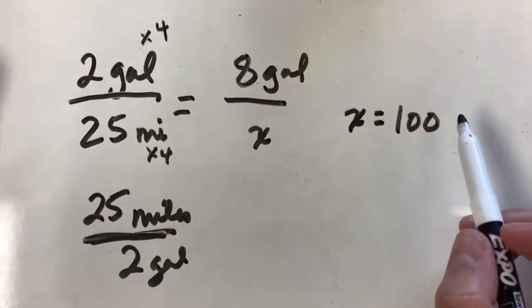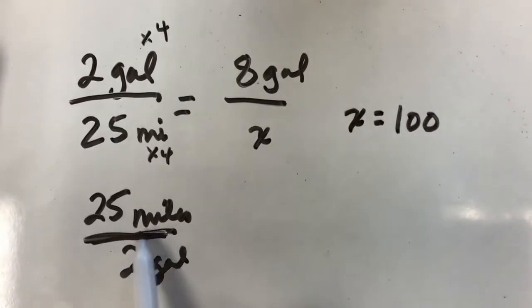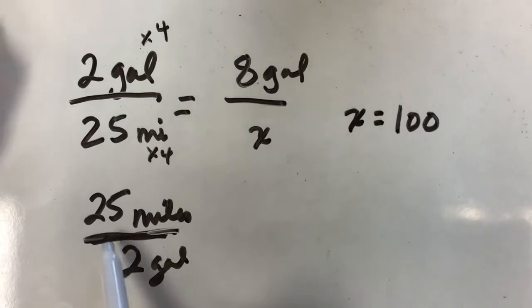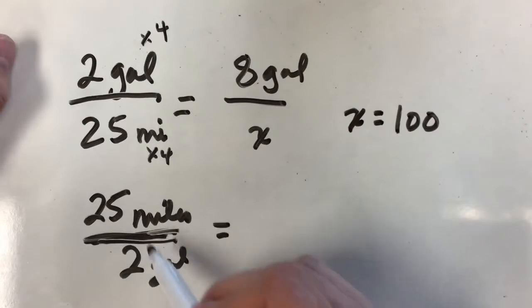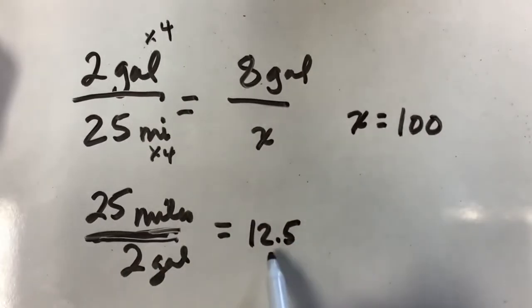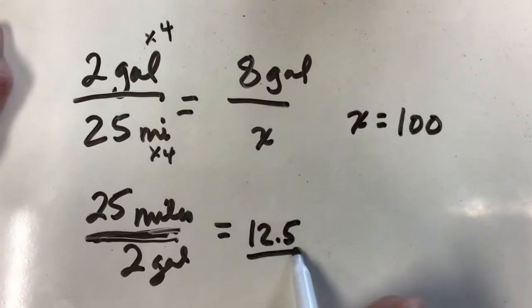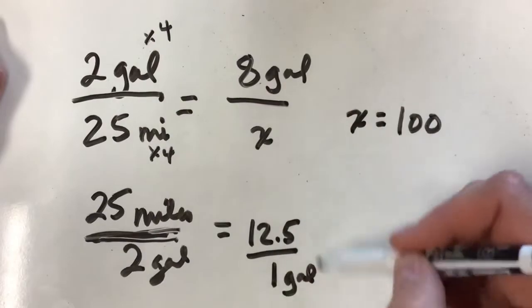Sorry about that. Then our X would be 100. Here, if we said 25 miles per 2 gallons, you could actually just take 25 and divide by 2. If you did 25 divided by 2, you'd get 12.5, and 12.5 would be how many miles per 1 gallon. That's a base unit rate. That's a unit rate right here.